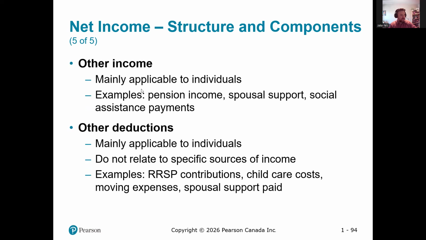I don't think we're going to throw too much at you on pension income and spousal support, but pension income, spousal support, and social assistance payments are specific income types identified separately in the Tax Act, so they don't fall into those normal income source clauses. Now, these additional income types mainly apply to individuals. They do not relate to specific sources of income. So RSP contributions, childcare costs, and moving expenses can also be subtracted from these types of income.